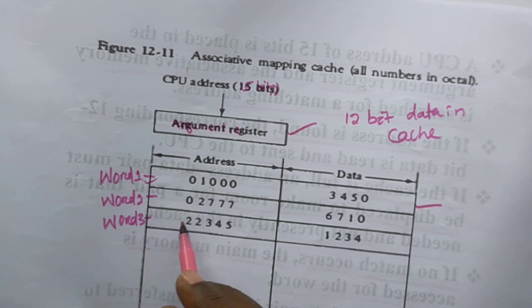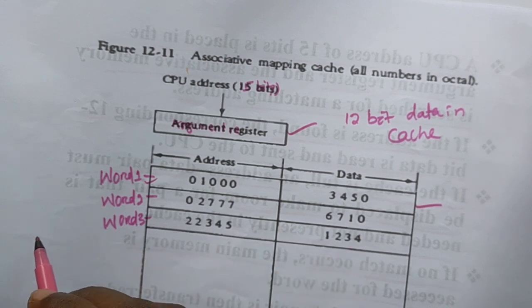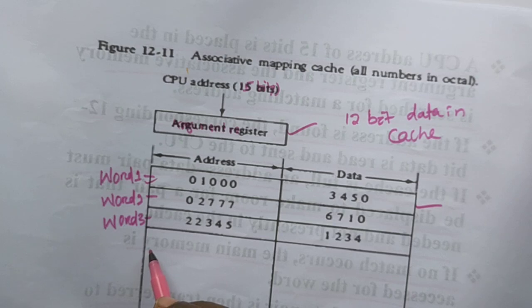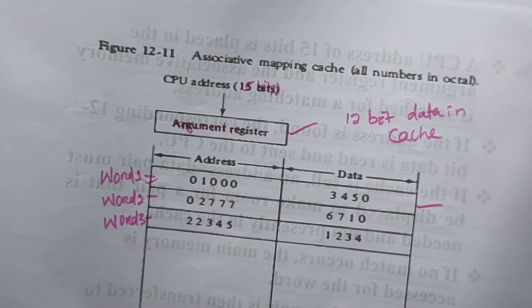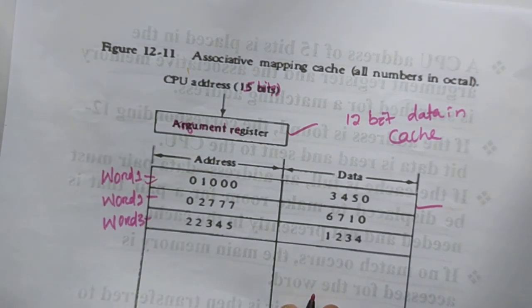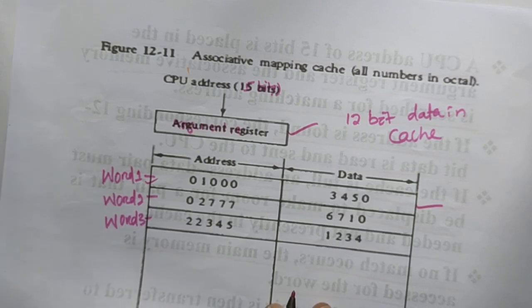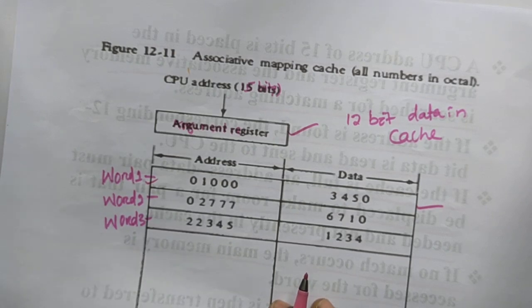If some other data is not available, it is collected from main memory and transferred to the cache memory or this associative memory as a new word with address and data. Like this, the different data can be searched or accessed through this associative memory. Okay, this is the basic concept of associative memory. Now another mapping I will discuss.